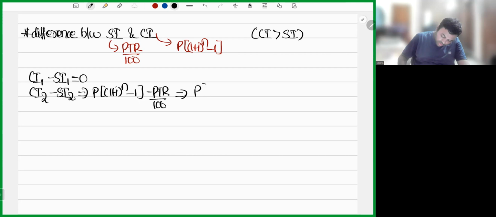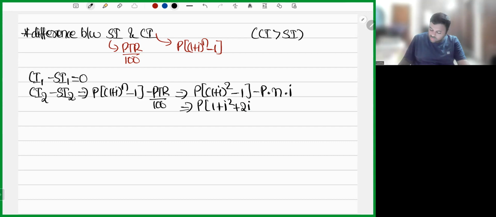So let me take P common: P into (1 plus I) whole power n, and for n=2, (1 plus I) whole square, minus 1, minus P into T. I am writing T as n, and R by 100 I am writing as I. So P into, what is (1 plus I) whole square, my dear friends? It is 1 plus I square plus 2I. A square plus B square plus 2AB, minus 1, minus nPI.